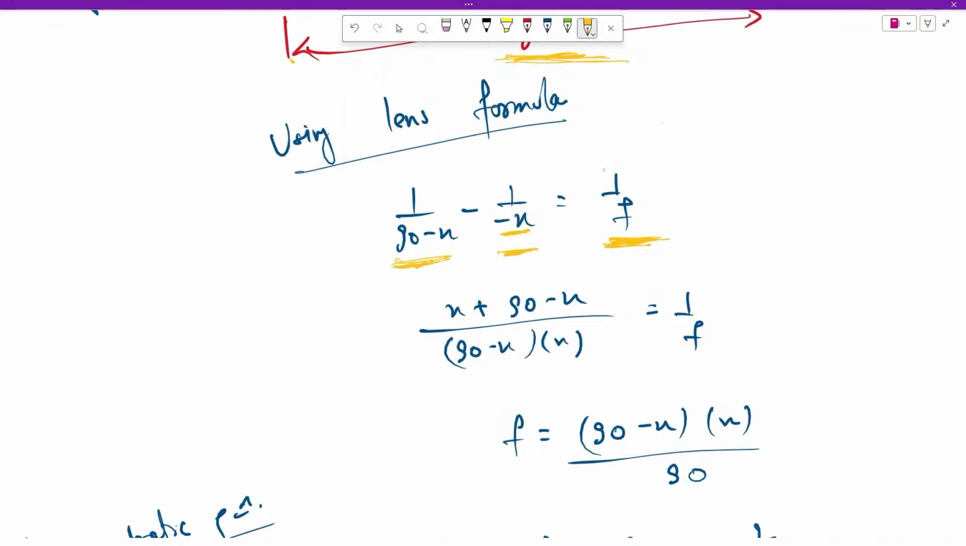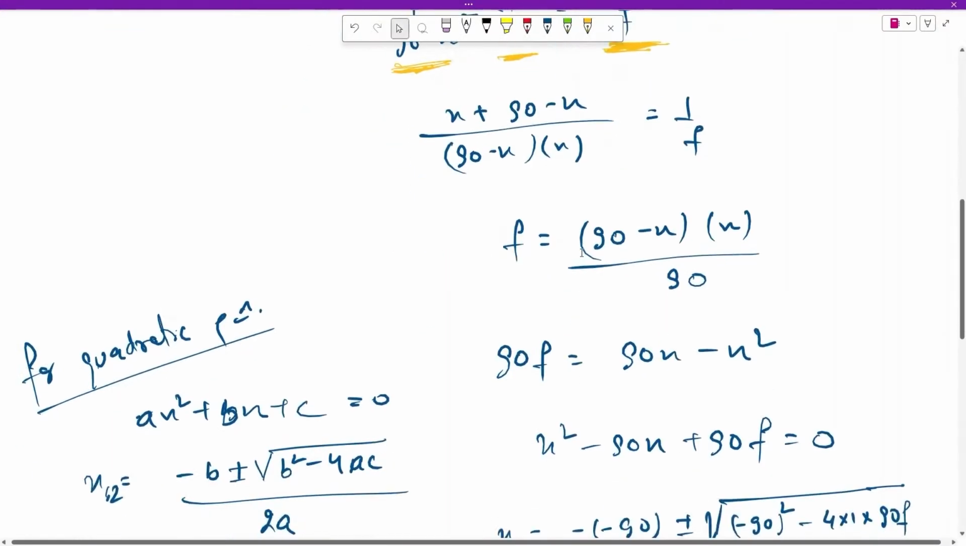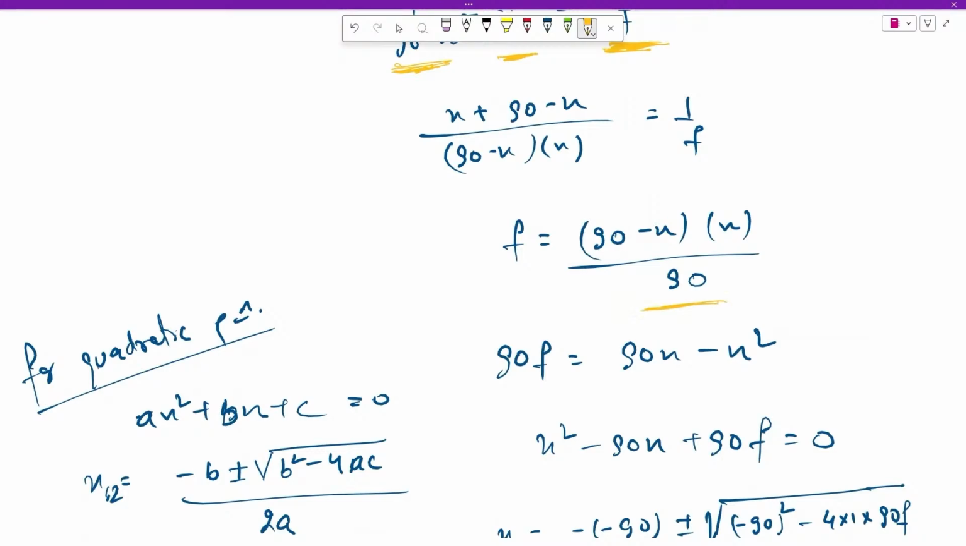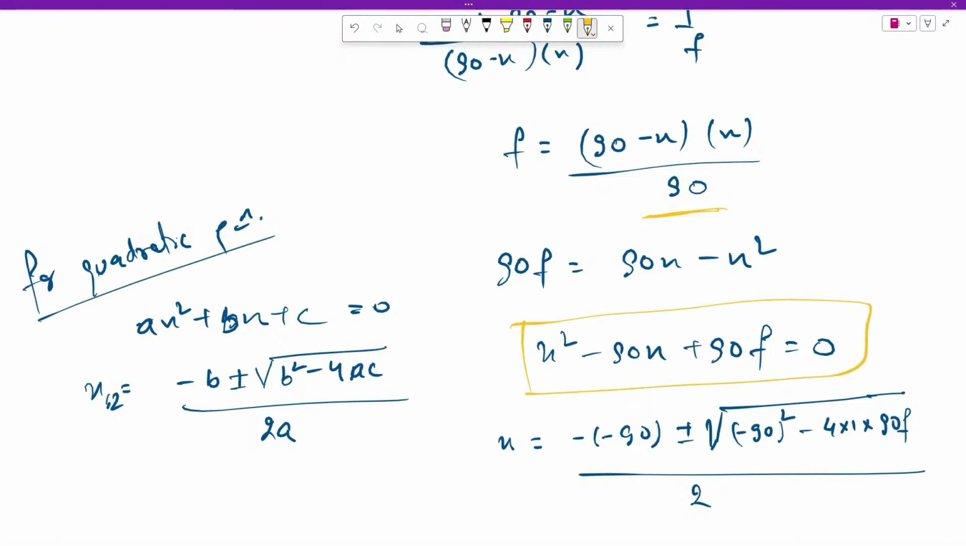Now simplifying this, we get the relation for focal length as (90 minus x) times x by 90. This is a form of quadratic equation, which can be further simplified to x square minus 90x plus 90f equals 0. Now in this equation there are two variables, x and f. So let us first take a look at the quadratic equation solutions.